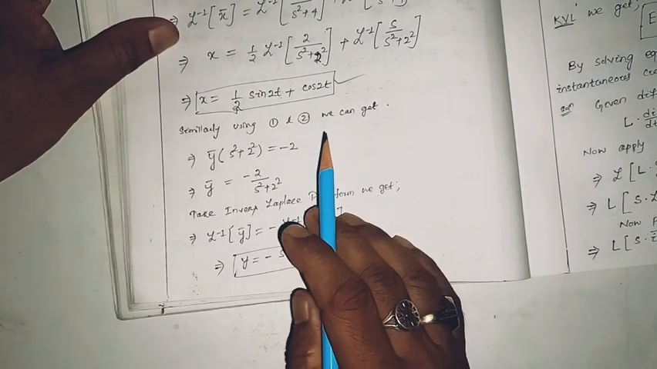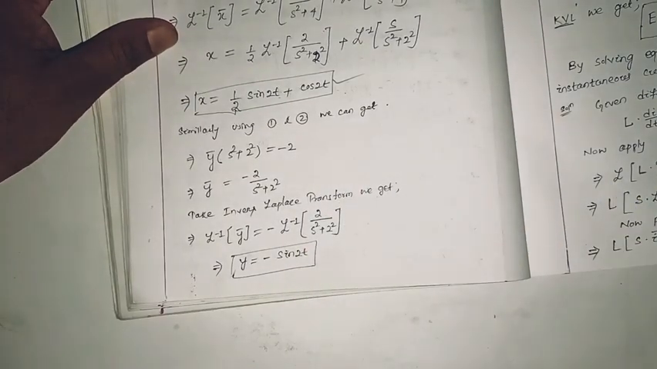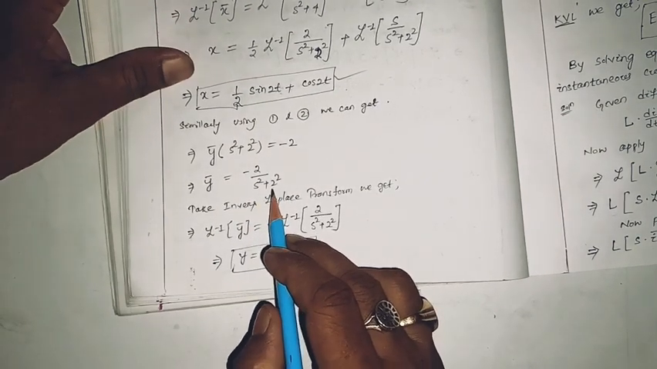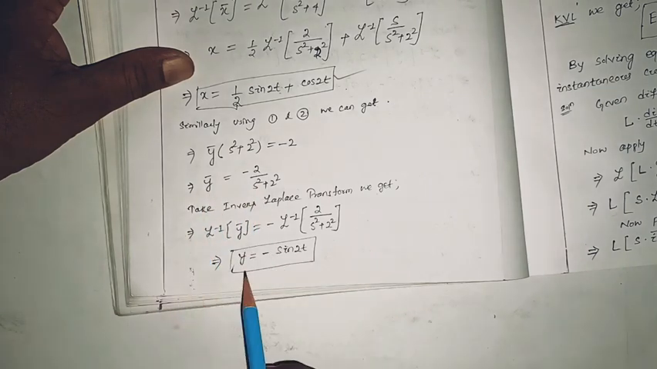You can check in your rough work, okay. Then y bar will be equal to minus 2 by s square plus 2 square. Take the inverse Laplace transform on both sides, and we can find y equal to minus sin 2t.